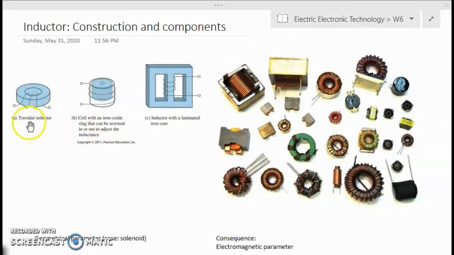This is what we call a toroidal inductor. Basically it is coiled around a ring. This is a usual coil, or what we call a solenoid. This one is a coil inductor coiled around an iron core, which is basically the construction of the usual transformers. So in reality, they come in various shapes and sizes, and the basic parameter that defines an inductor is what we call the inductance.